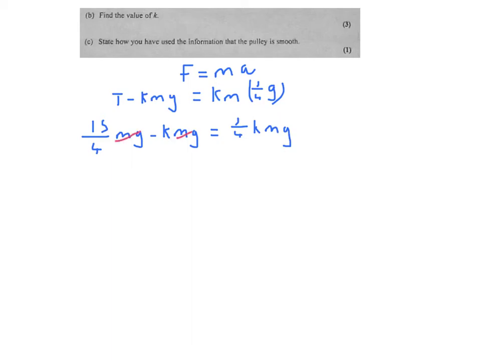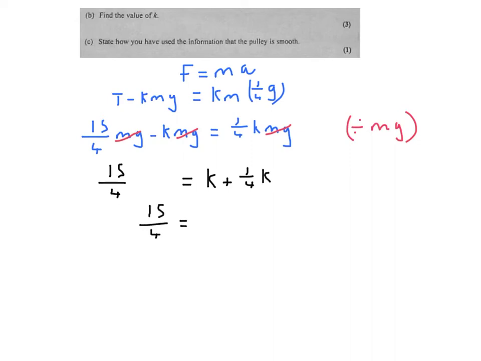Cancel out the mg's by dividing right across by mg. We have 15 over 4 will equal k plus a quarter k. So 15 over 4 will equal 5 over 4 times k. Cross multiply, we'll have 15 will equal 5k. So k will equal 15 divided by 5, which equals 3.